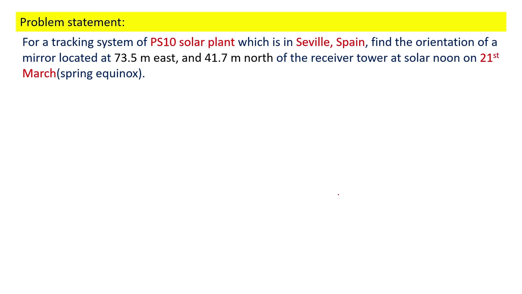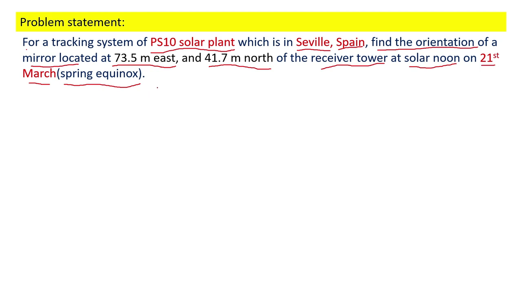Now, once we have got some basic understanding of the solar tower, or what we also call the solar central receiver, let's try to solve one problem. The problem statement is: for a tracking system of a PS10 solar plant, located at a place called Sevilla in Spain, we are required to find the orientation of the mirror. Out of so many mirrors, there is one mirror which has been picked, and its position is 73.75 meter east and 41.7 meter north of the receiver tower. The time at which we have to orient that mirror is solar noon, and the date is 21st March. We know that 21st March is also known as spring equinox.